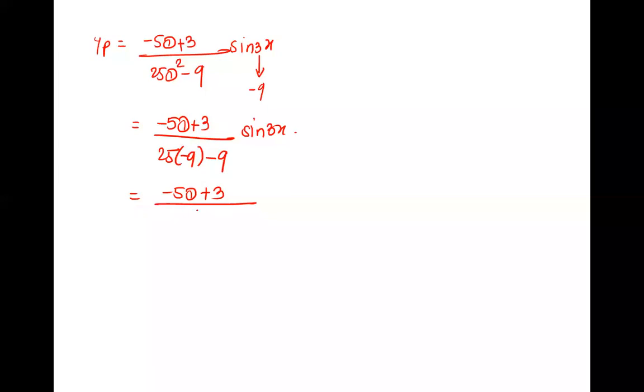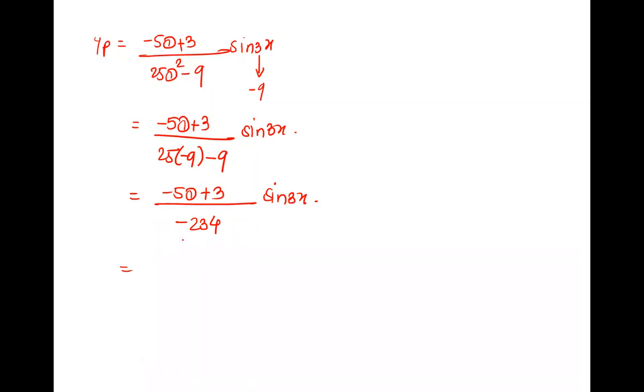Minus 2 to 5. Minus 9. Minus 2, 3, 4. Okay. Can I write it? Minus 2, 3, 4. This is minus 2 to 5, minus 9 is minus 2, 3, 4, sine 3x.